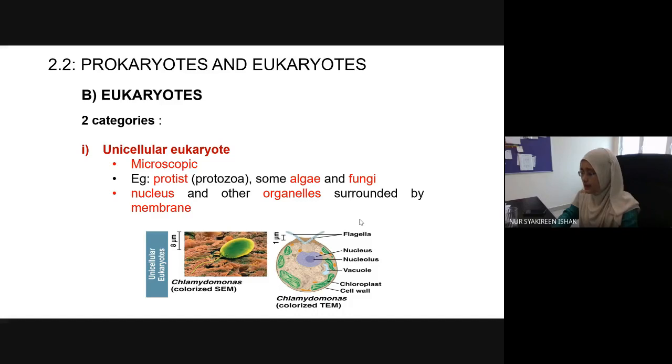So the nucleus and other organelles are surrounded by membrane. So for unicellular eukaryotes, don't think they are bacteria. These are not bacteria. These are unicellular eukaryotes. Why? Because in the cell they have chloroplasts, a nucleus, mitochondria, for example, all membrane bound organelles. Okay, so they have membrane bound organelles.